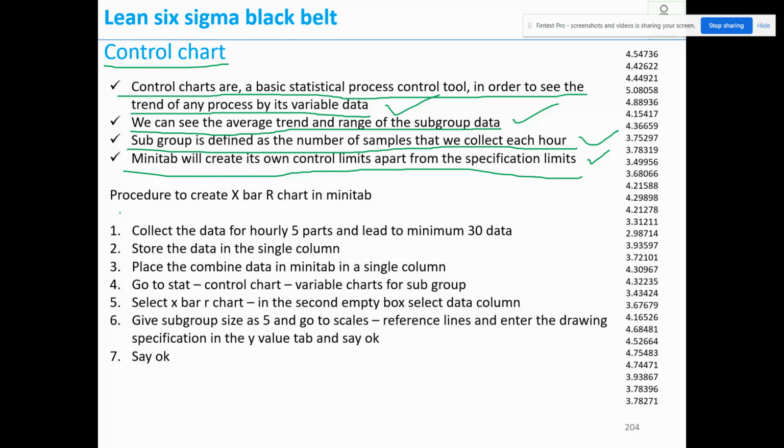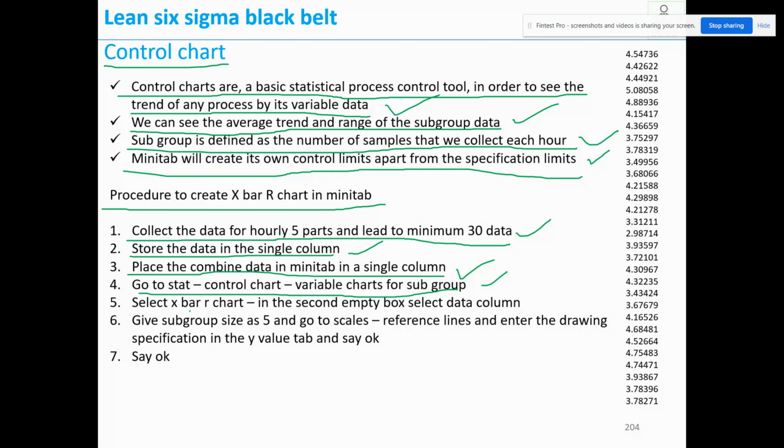Now, the procedure to create an X bar R chart in Minitab. Collect the data for hourly 5 parts, at least minimum 30 data. Then store the data in a single column. Place the combined data in Minitab in a single column. Go to Stat, Control Charts, Variable Charts for Subgroups. Select X bar R chart in the second empty box. Select the data column. Give subgroup size as 5 and go to Scale, Reference Lines, and enter the specifications in the Y value tab, and say OK and say OK.